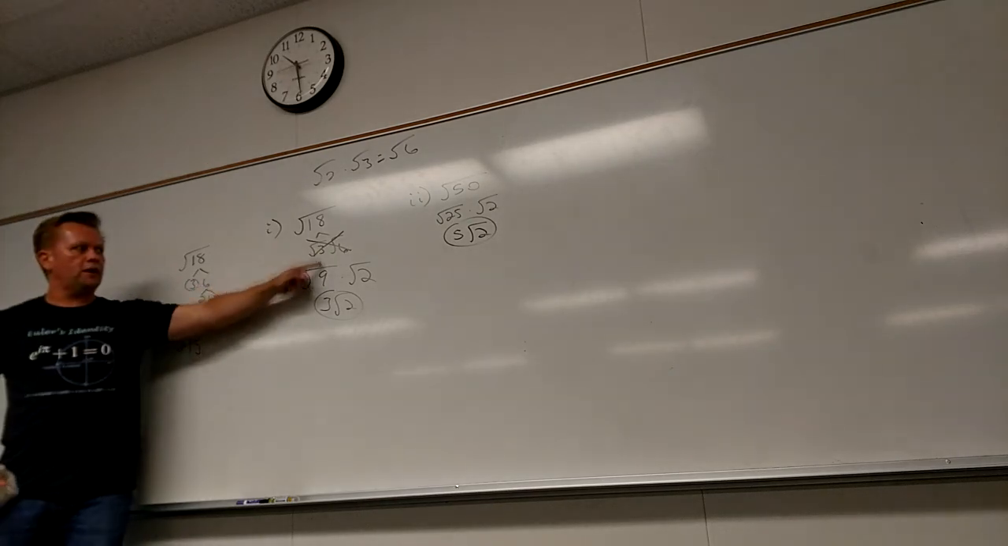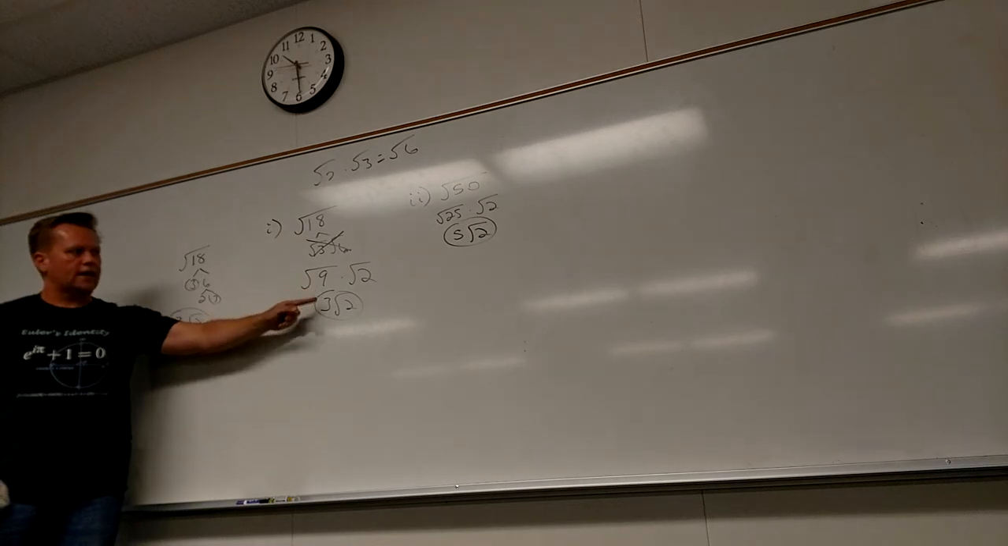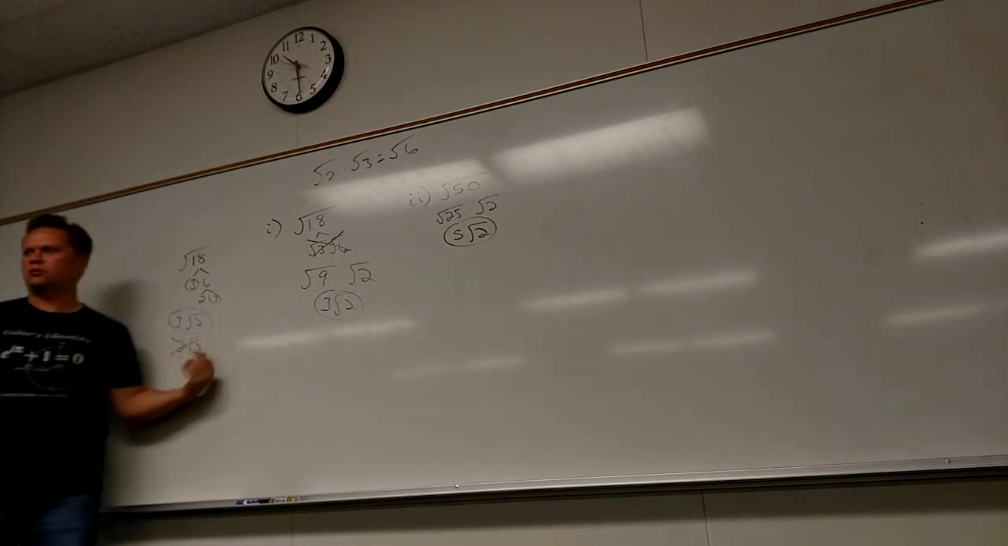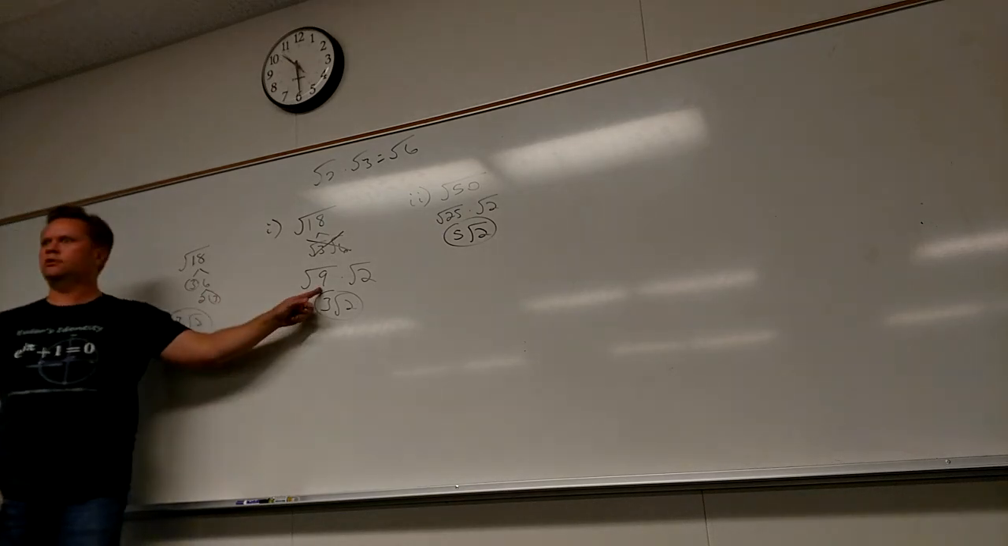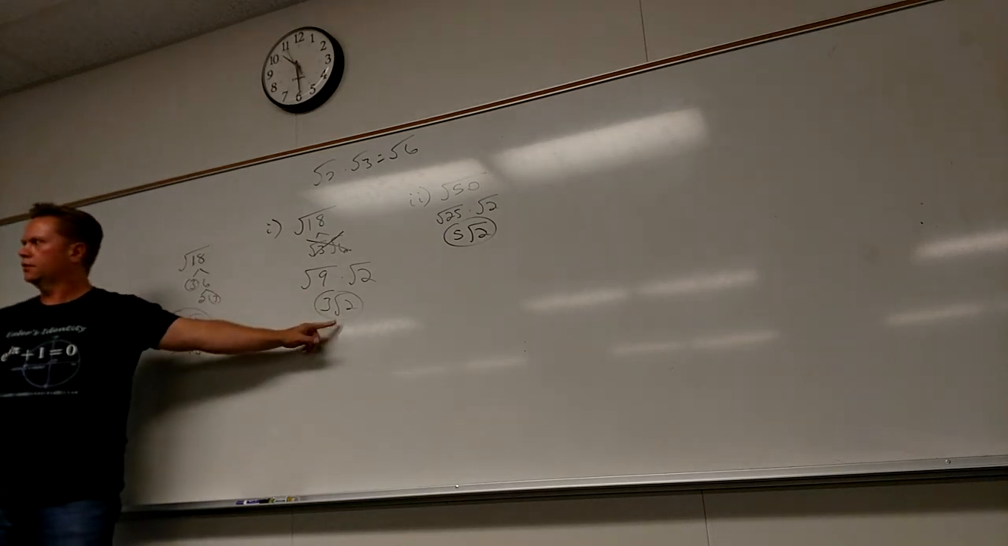Why do I like this way better? Because you can see exactly what is coming from where. There's no question of where do I put these things. There is the 3 because that's where the 9 is. That's why I prefer this way.